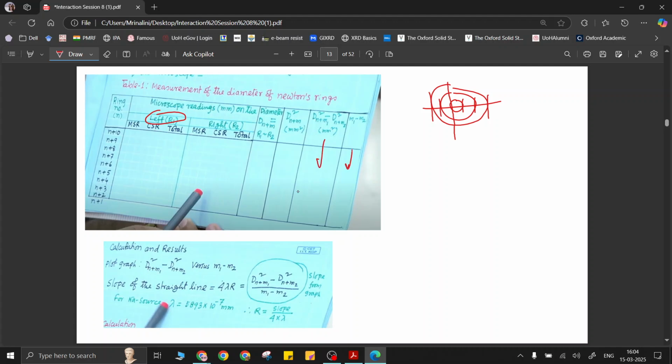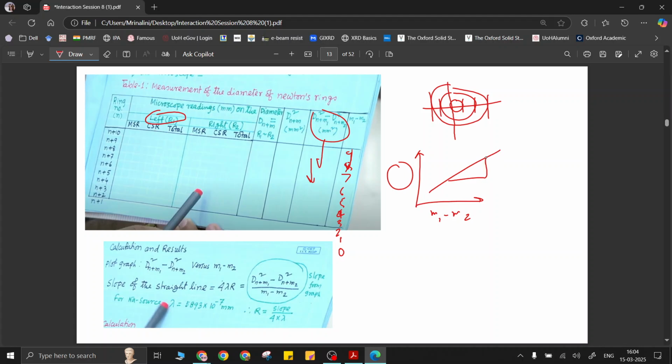And when we plot a graph of D(n+m1) square minus D(n+m2) square as a plot of m1 minus m2, here m1 minus m2 is this 10 minus 1, which will give us 9, then 9 minus 1, which will give us 8. Similarly, like this, we'll get 4, 3, 2, 1, and 0. So when we plot this versus m1 minus m2, we'll see a straight line.